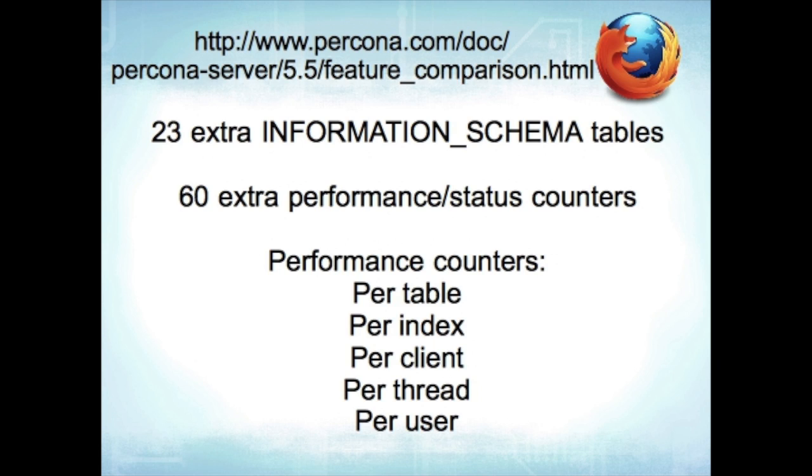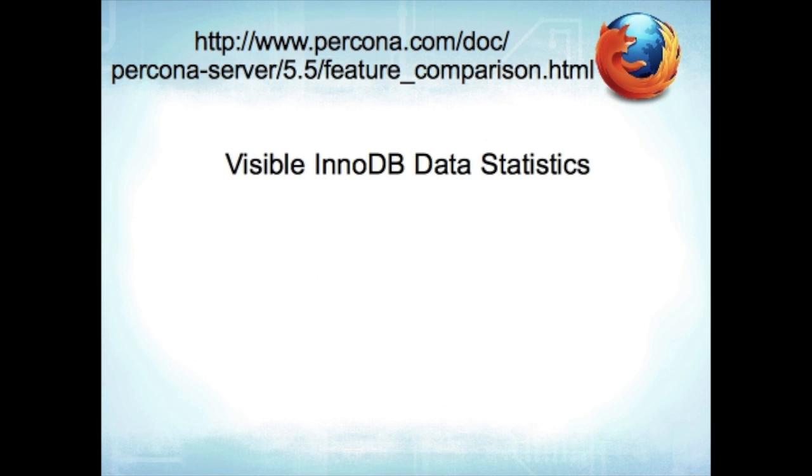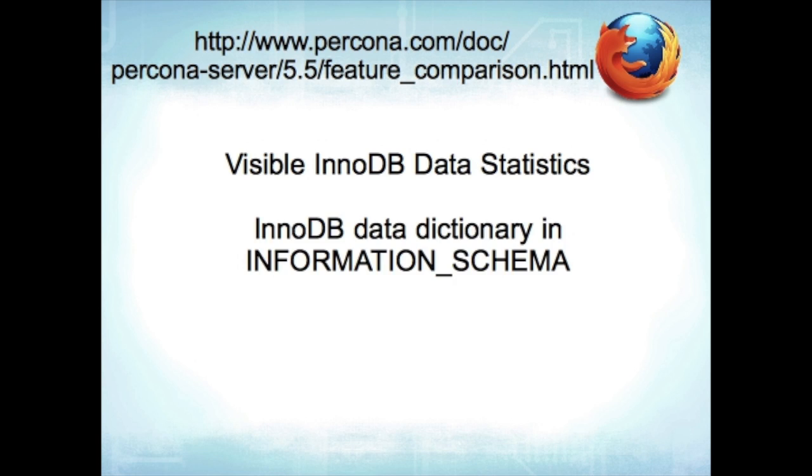Talking about 5.5. The reason that I'm not talking about 5.6, which I'll show you in another slide, is that Percona 5.6 hasn't come out yet, so there's no way to do a comparison. When we talk about MariaDB, I'll talk about 5.5 and 5.6. Percona 5.5 also has visible InnoDB data statistics, so you can see some of InnoDB's metadata that you can't see in MySQL, and some of it Percona opens up. The InnoDB data dictionary and information schema, so you can actually see that, which is useful if you ever have problems with the data dictionary.